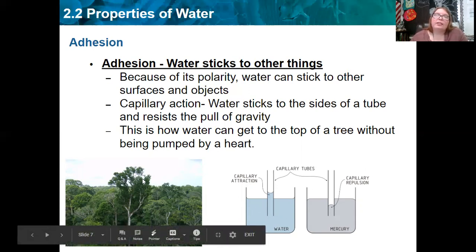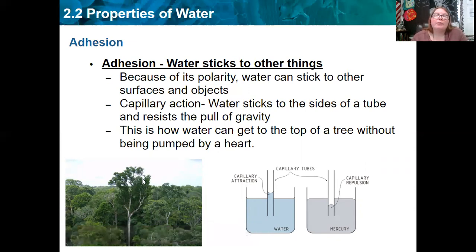And trees use this because trees don't have a heart. How else are they going to get water all the way up to those leaves? I don't know if you thought about that. How do they do that without a heart? And they do that because water sticks to the sides of tubes. So they're able to get water all the way up there.